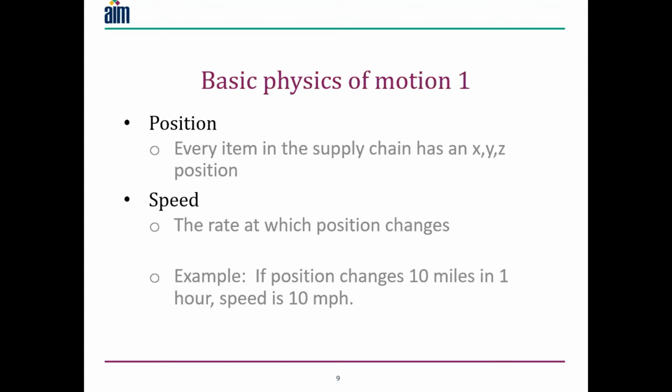If a position changes 10 miles in 1 hour, the speed is 10 miles per hour, or we can do the metric thing and say if your box position changes 10 meters in 1 second, somebody drops it from the dock door, then the average speed would be 10 meters per second. So very simple, and going back to high school and college physics. So next slide, please.